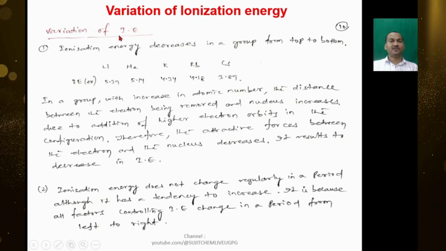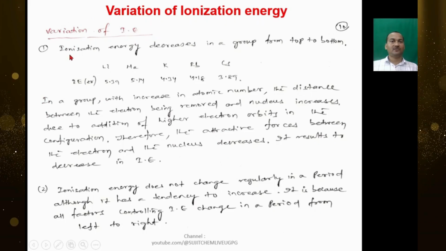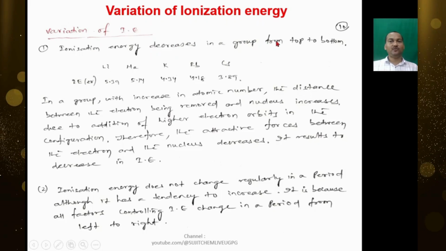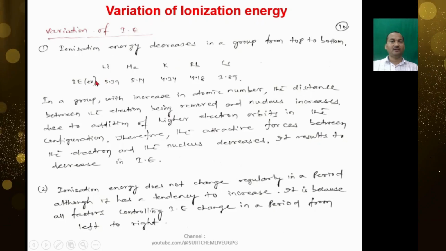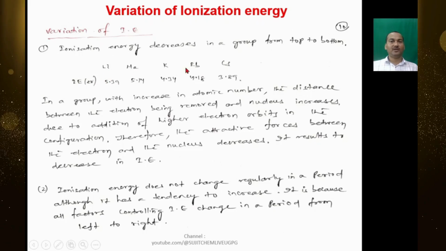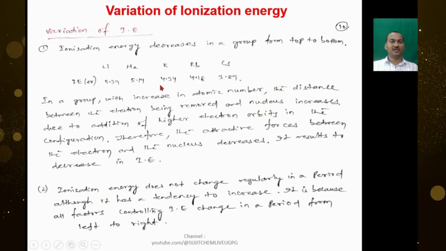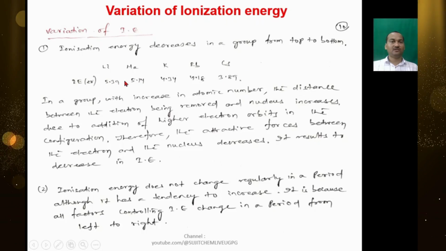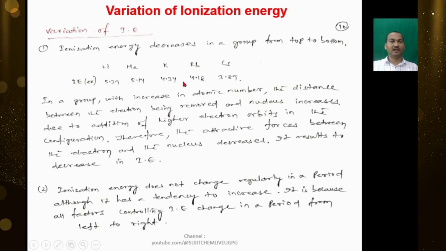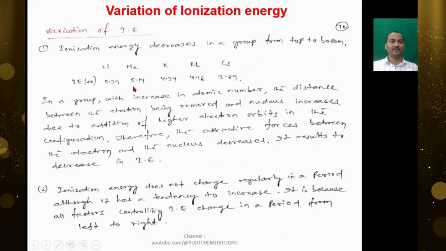The next is variation of ionization energy. Ionization energy decreases in a group from top to bottom. Here you can see lithium, sodium, potassium, rubidium, cesium. These are the values you can see. Lithium has the highest, 5.39, and cesium has 3.89.